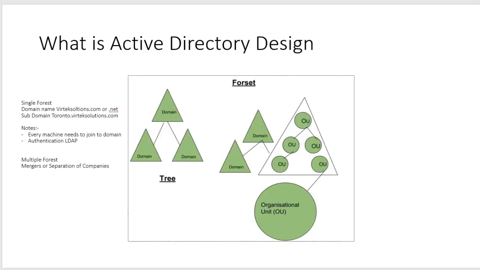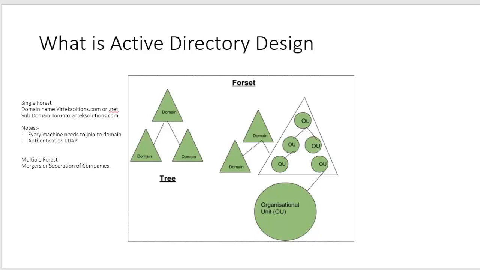When you design a new Active Directory in a greenfield, green meaning a new environment, you will have one forest. Once you install Active Directory, it will create a forest for you, and within the forest you need to pick a domain name. Let's say in our case we are using vertexsolutions.com or .net. You can have a domain, and you can also have a subdomain. In a bigger enterprise you might see a subdomain, but in small to medium companies you normally see just one domain and no subdomain, because they don't have thousands of users.